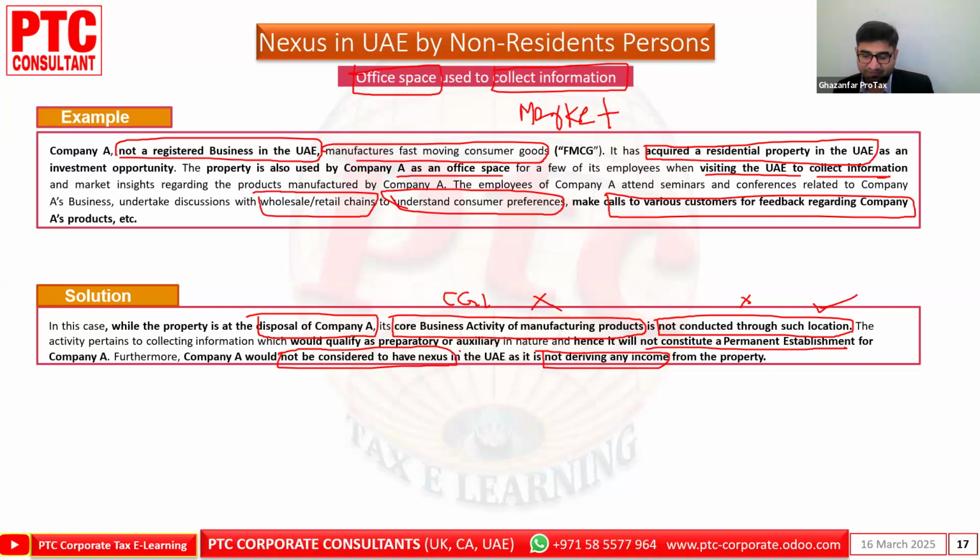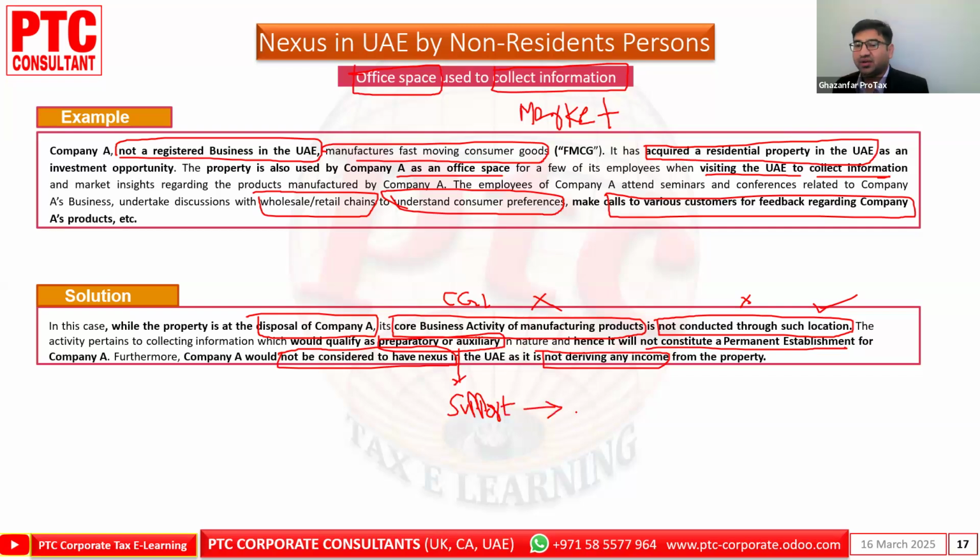What he's doing is preparatory and auxiliary. What is the definition of preparatory and auxiliary? This is an important concept that you should understand. It will be used in many ways. This is normally support services. This is not the main activity. This is a support function.